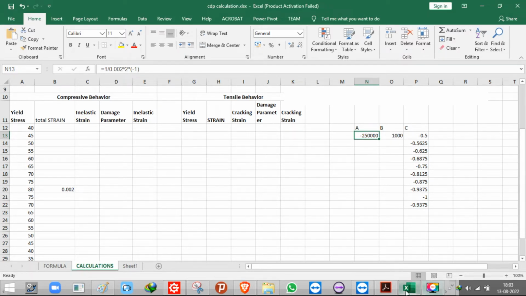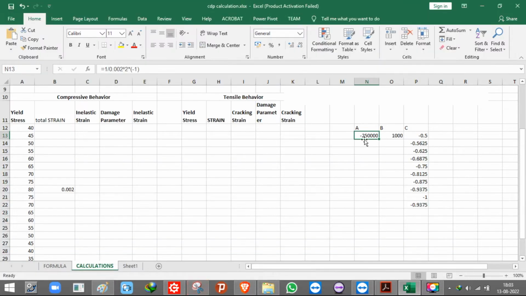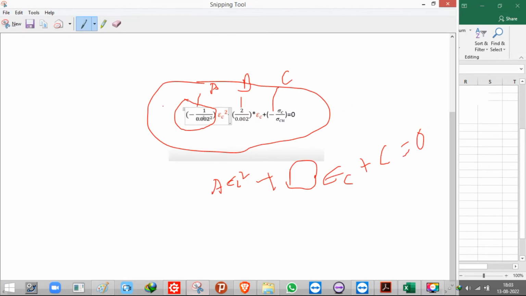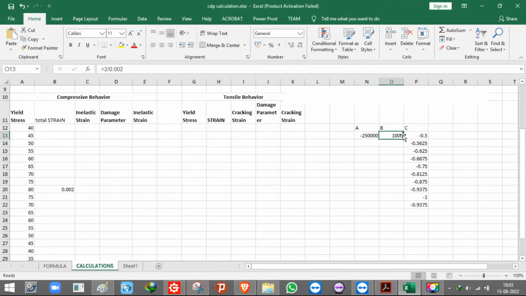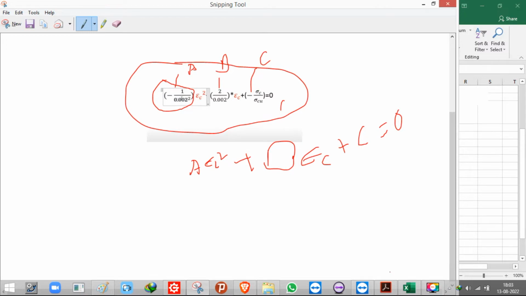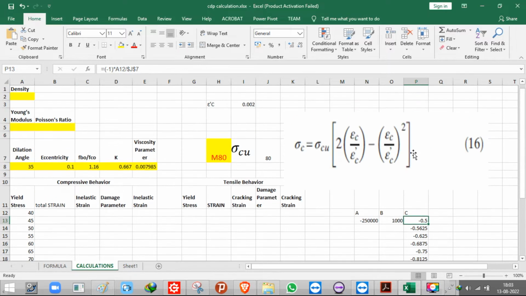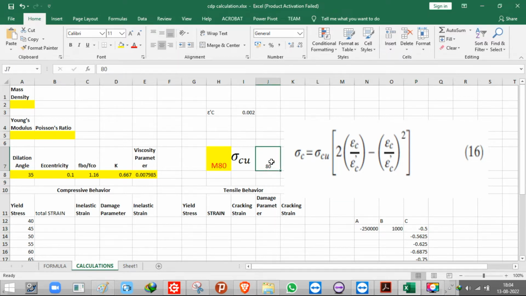So now you see what is my A. A value is minus 1 upon 0.002 square. So that value is given by this. B value is 2 upon 0.002, and C value is epsilon C that I have to calculate. Here epsilon C will be my 40 and epsilon Cu will be my 80. So let us check A12. Okay, A12 is correct, and J7, this one is my J7.